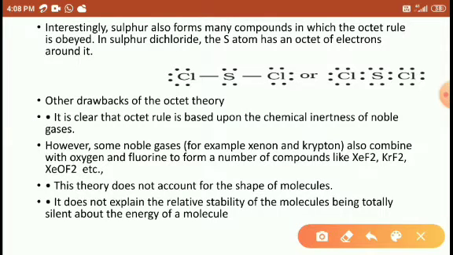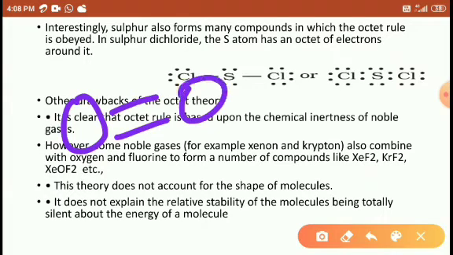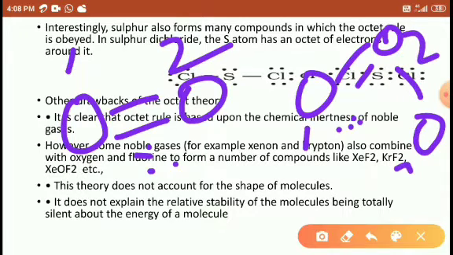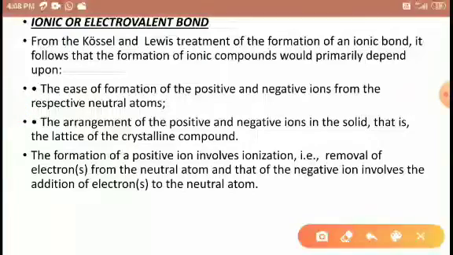So this theory does not account for the shape of molecules. This theory cannot explain the shape of molecules. What is the structure of carbon disulfide? What is the structure of water? It cannot explain. It does not explain the relative stability of molecules. For example, if you use oxygen and ozone, what is the stability of the first oxygen? What is the stability of the second oxygen? What is the stability of the first, second, third oxygen? It can never explain. Right, students?